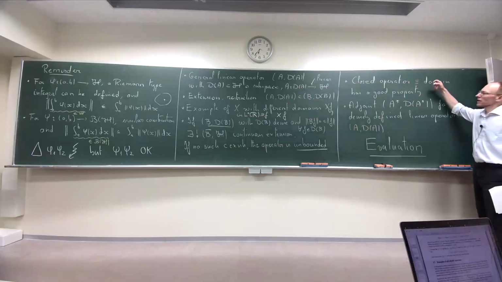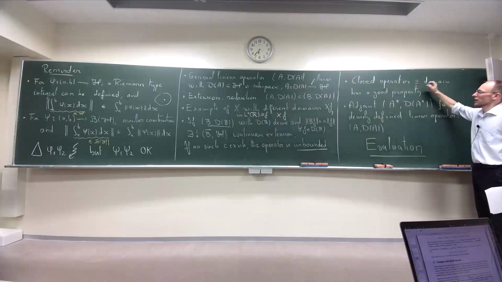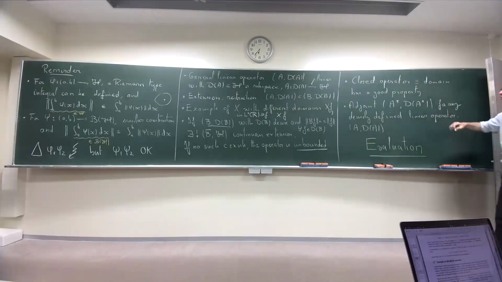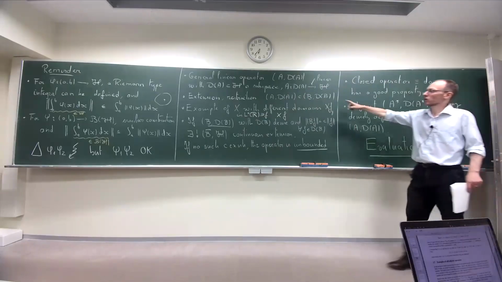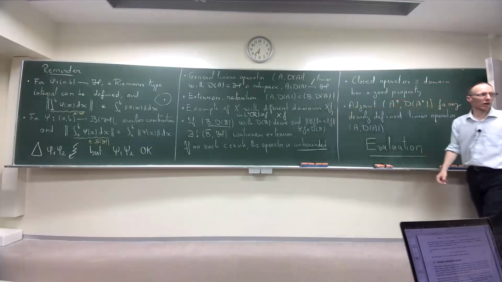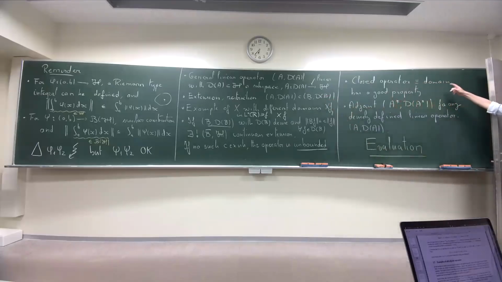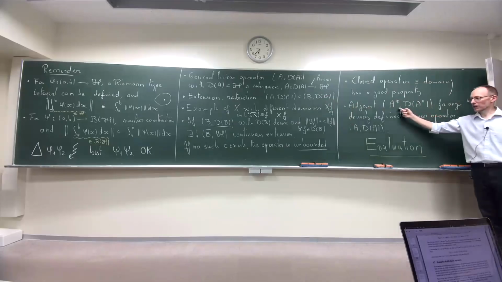Now, there is just a technical notion which is important, but for us, I don't want to put too much emphasis. This notion of closed operator: if you choose different domains, some are better than others. And a closed operator is when you choose a domain with a very good property. But this is slightly technical.